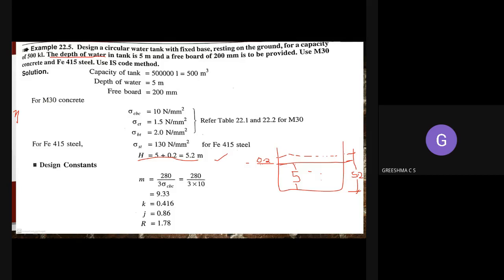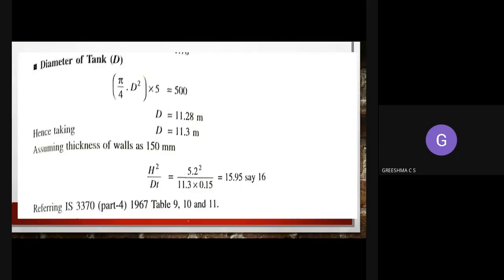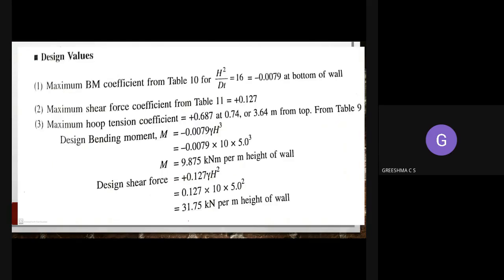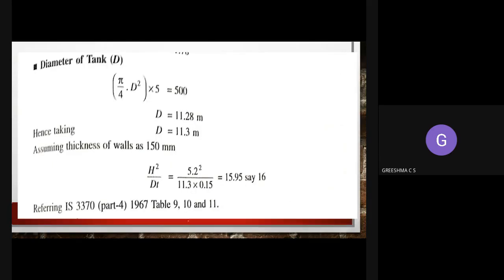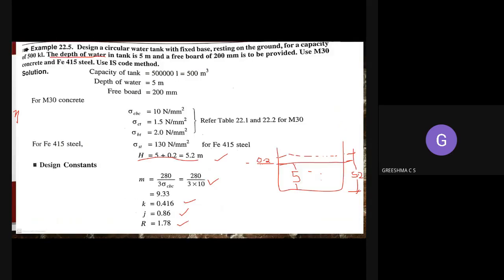Next, same as before, you have to calculate all the design constants. You know all the equations, so you can directly substitute. You have to calculate m, k, j, and r. We have discussed all these in the previous problem, so do the same thing here. You will get m as 9.3, k as 0.416, j as 0.86, and r is equal to 1.78.